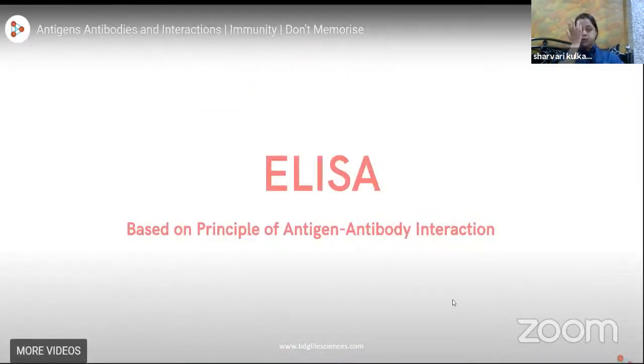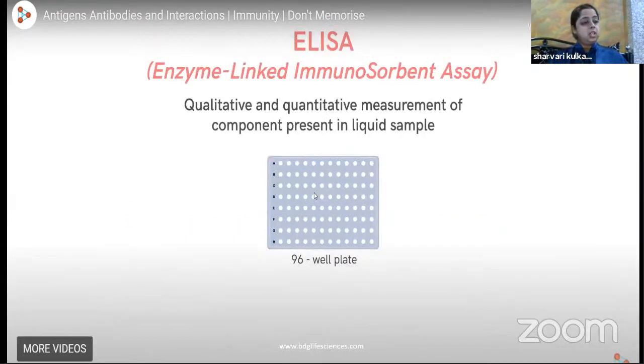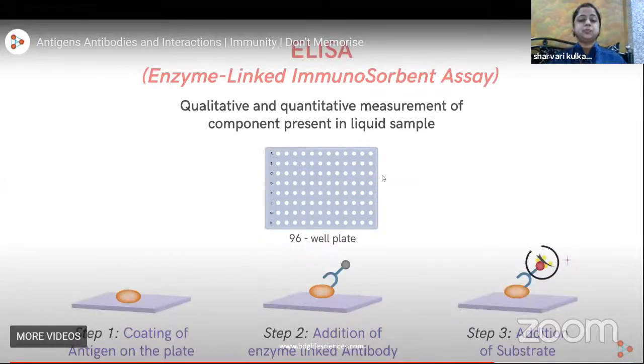Then comes ELISA, a very important technique. ELISA is enzyme linked immunosorbent assay, which is based on antigen antibody interaction. It is done in a 96 well titer plate. It is a qualitative and quantitative measurement of a component present in a liquid sample. So this is the basic principle of ELISA. Step 1 is the coating of antigen on the plate. Step 2 is addition of enzyme linked antibody.